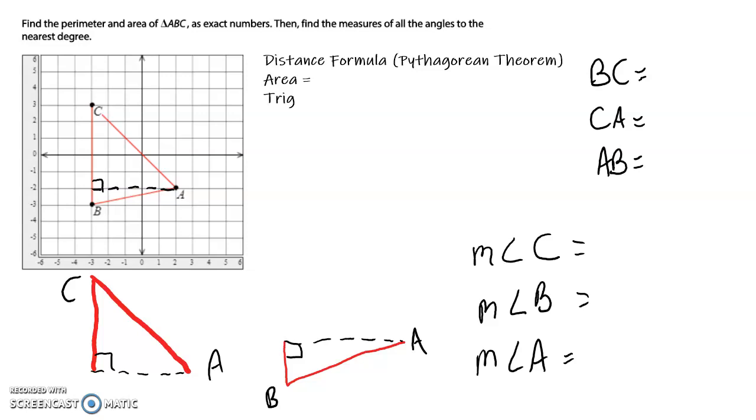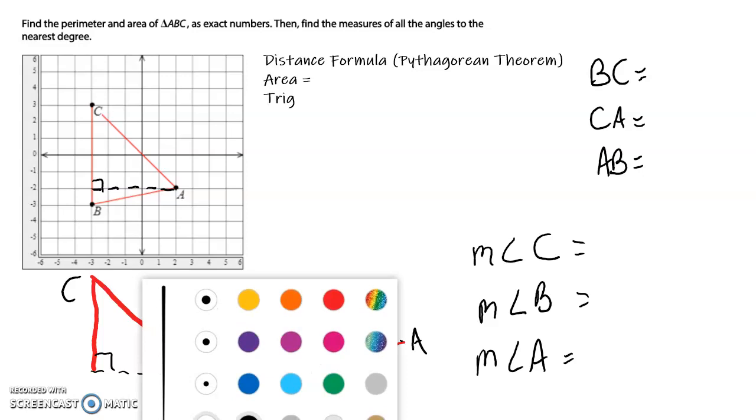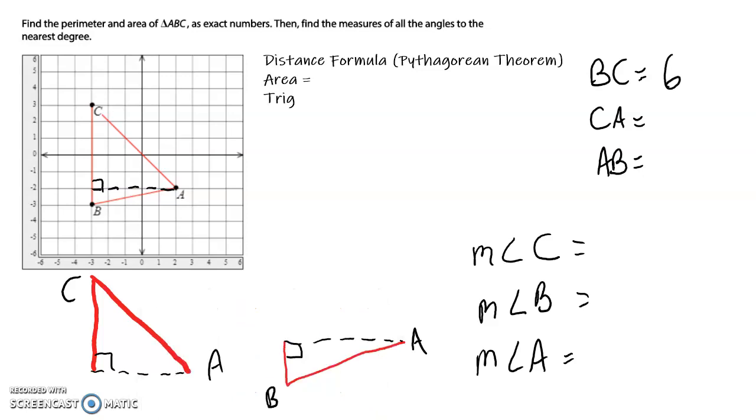So first let's find the length of BC. I see that BC is a straight up and down vertical line. I don't have to use distance formula or Pythagorean theorem there. I can just count the number of squares from B to C. So the length there is 6. So I'll write that 6 there.